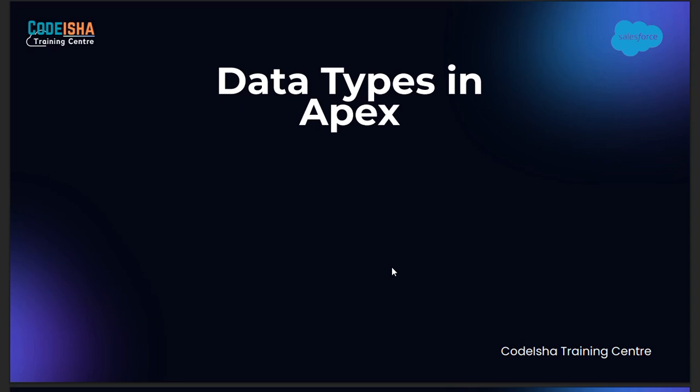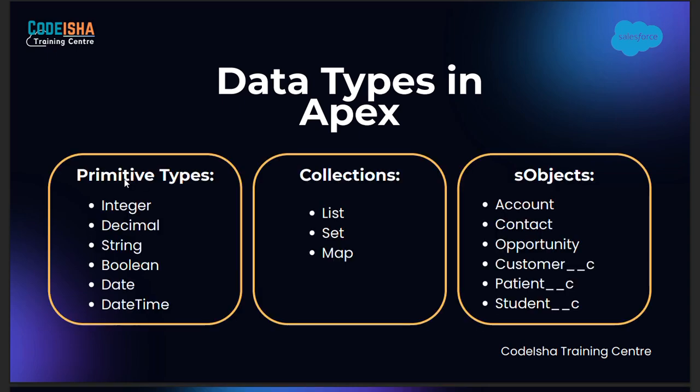And coming to the data types in Apex, we have mainly three: primitive data types, collections, and sObjects. Coming to the primitive data types, we have integer, decimal, string, and also boolean. And we have date and datetime also. So these are all under the primitive data types. Coming to the collections, we have three: list, set, and map. These are all data type collections.